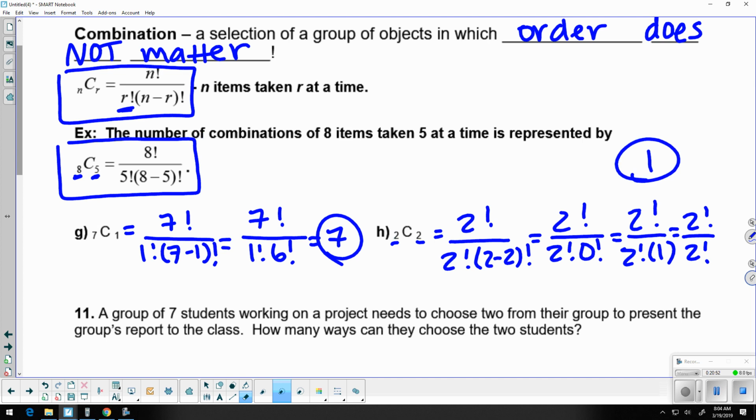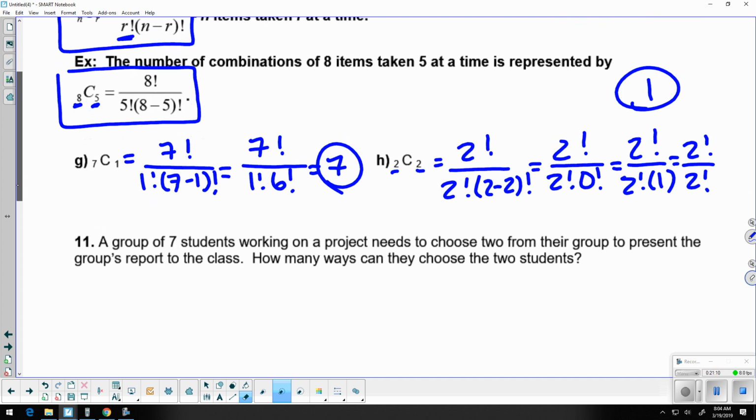So if you have 2 total items and you choose both of them, how many different ways can you do that? There's only one way. Okay, you're not choosing one and then choosing the other one. You're basically grabbing them at the same time. So there's only going to be one way to do that. If I have 2 total items in front of me, how many different ways can I choose those 2? There's only one way to do it.